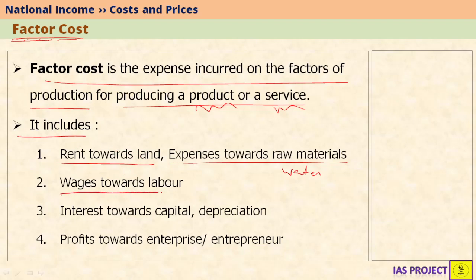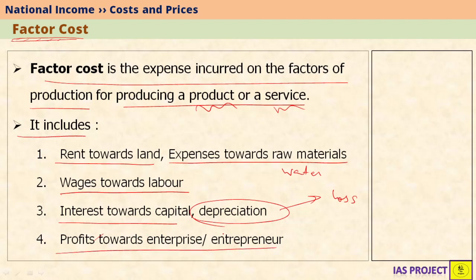Also, wages or salaries towards labor, interest towards capital, as well as depreciation. Depreciation is nothing but the loss of value of an asset. We will look into what depreciation is in the further slides. Also, profits towards enterprise or entrepreneur is included within the factor cost. So factor cost mainly includes 4 aspects, that is rent, wages, interest, and profits.